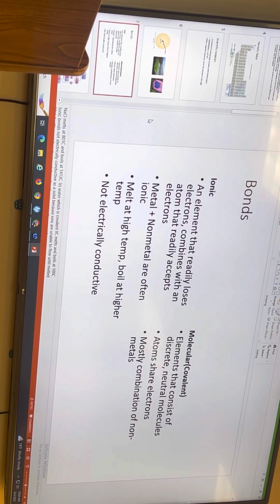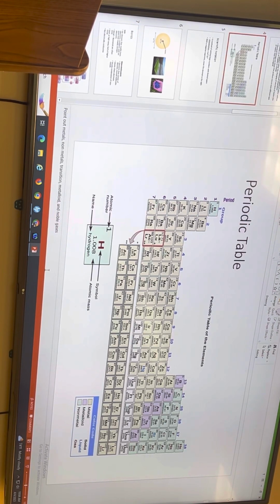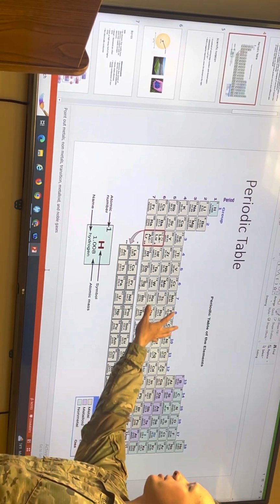Bonds. You got ionic bonds and then you got covalent bonds. So a couple differences here, right? In an ionic bond, an element that readily loses electrons combines with an atom that readily accepts electrons. It's often a metal and a non-metal together. They are often going to be ionic, melt at higher temperatures, and boil at higher temperatures. That's because of the ionic nature of the bond where the electrons are not being shared. They're being stolen, basically. They are not electrically conductive. And go back over here. So metals and non-metals, right? All your metals over here, and your non-metals here.